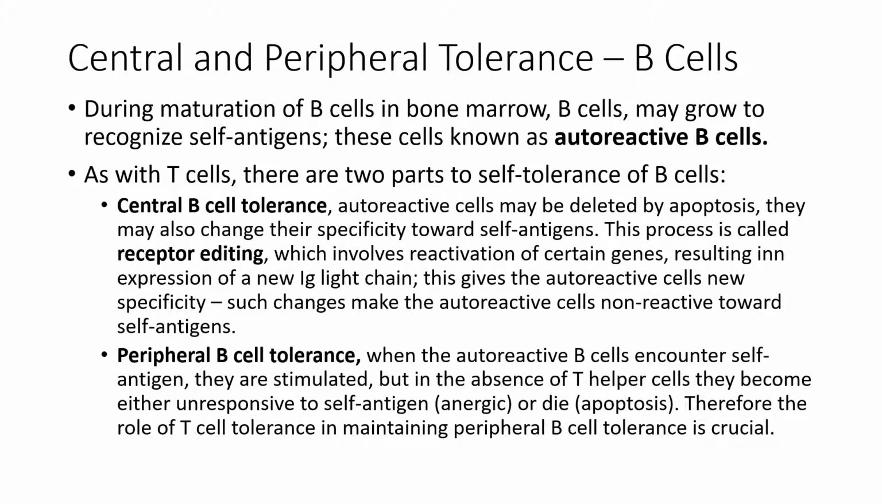In a similar way to the T regulatory cell tolerance, peripheral B cell tolerance still encounters the self antigen, but in the absence of the T helper cells, they become either unresponsive or they die due to apoptosis.